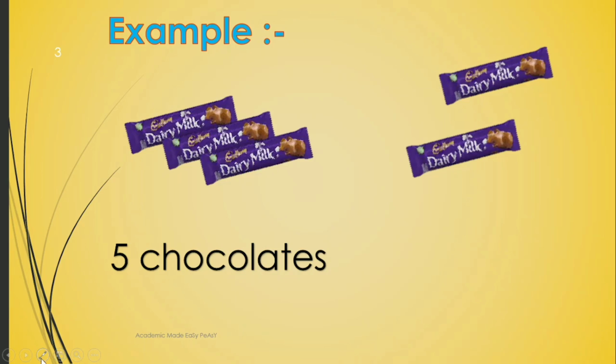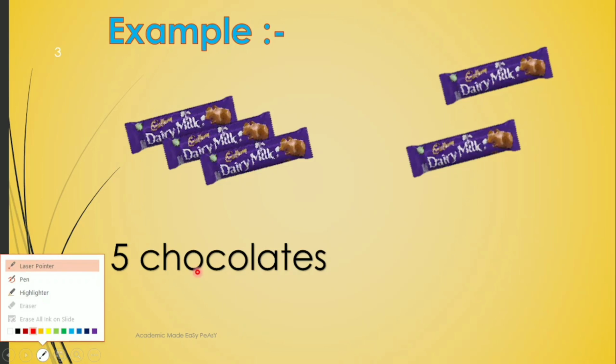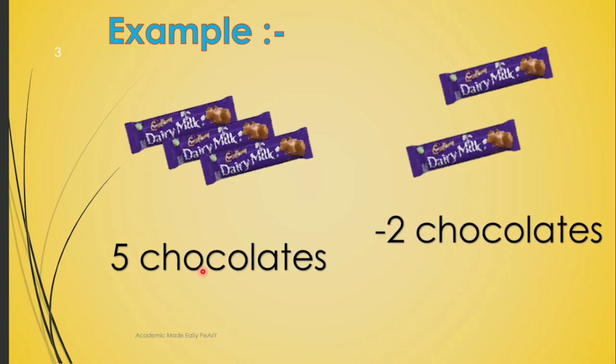So what are you doing there? You're representing that as minus 2. So you're subtracting, that is taking away two chocolates from these five chocolates and giving two chocolates to them. So now you will have minus two chocolates. That is, you will be giving minus two chocolates to your friend. Okay, this is how we represent integers in our real life.